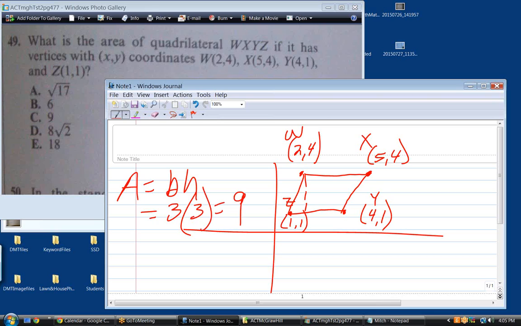Not particularly hard to figure out if you draw the complete picture. Question is, is it worth the extra minute it took me to draw that picture? Or could I just kind of imagine where those points were going to be and know that the base is the difference between the x-coordinates, both W and X and Y and Z, and the height is the difference between the y-coordinates, and in both cases, it's 3. So I could have really done this without drawing the picture, but it would have been much harder.